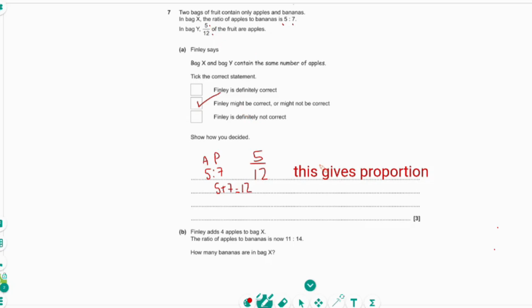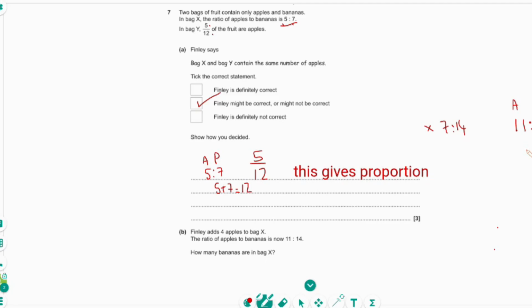Finley adds 4 apples to bag X. The ratio of apples to bananas is now 11 to 14. How many bananas are in bag X? Right, so the simplified ratio is 11 to 14. So if I took 4 apples off here, we would have 7 to 14, which doesn't simplify to 5 to 7. So it's not 11 apples in bag X.